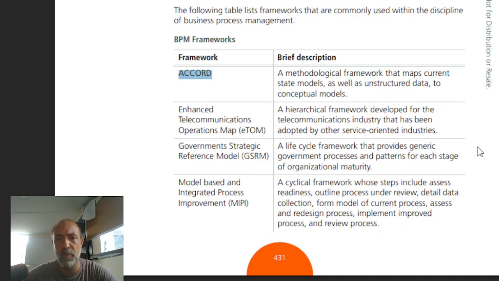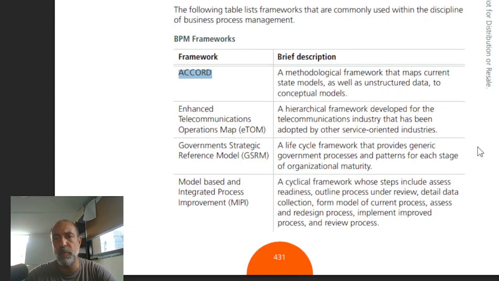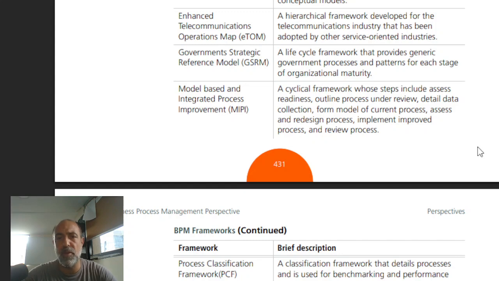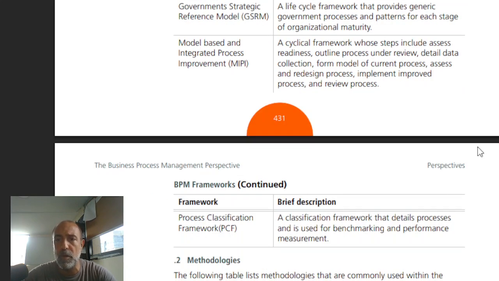Enhanced Telecom Operations Map is a framework developed for the telecommunications industry. The Government Strategic Reference Model Lifecycle Framework provides generic government processes and patterns for each stage of organizational maturity. Model-based and Integrated Process Improvement, MIPI, is a cyclical framework whose steps include assess readiness, outline process, detailed data collection, form model of current process, assess and redesign process, implement, improve process, and review process.